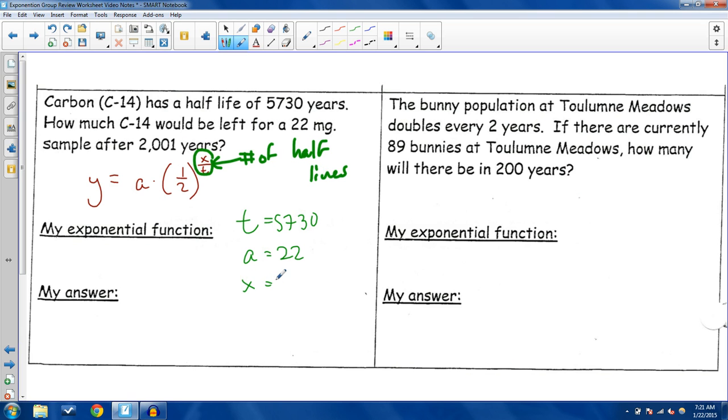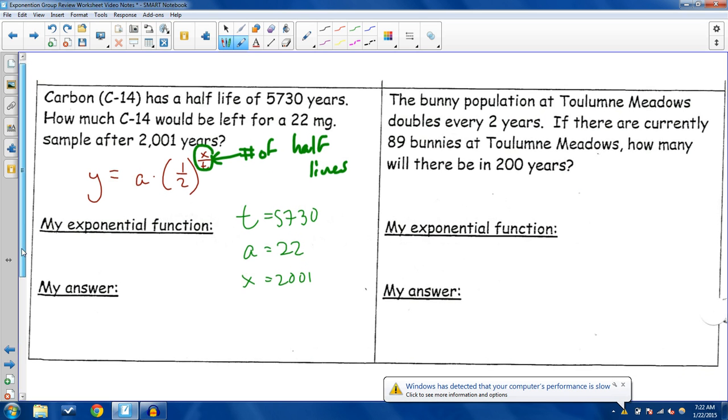X represents the number of years that have passed already. Now, half-life represents how long it takes for a substance or an element to have halved what it previously had. So, in other words, we started off with 22 milligrams of this stuff. After 5,730 years, there will be half that amount, which is 11. So if I plugged in 5,730 for x, you would have gotten the value of 11.